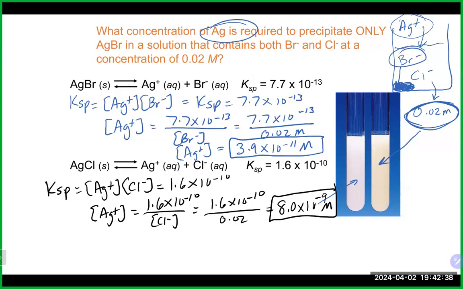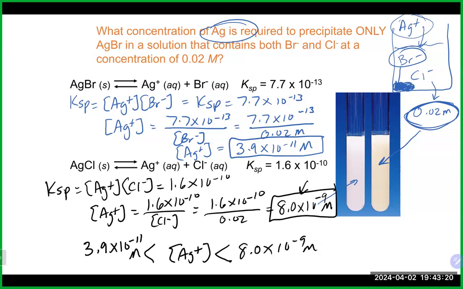Which one is a lower concentration of silver? The one for silver bromide or the one for silver chloride? It is the one for silver bromide, right? You only need to get it to the minus 11. So, what you would do in this particular case is you would have a silver concentration that is greater than 3.9 times 10 to the minus 11 molar, but it would need to be less than this number, because that is the number where we start to see silver chloride start to precipitate out, 8.0 times 10 to the minus 9 molar.